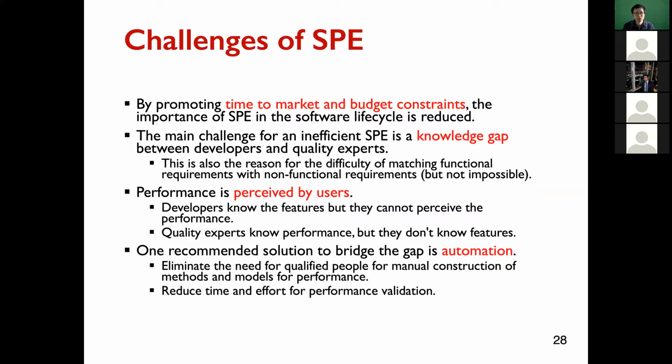Second challenge, usually there's a knowledge gap between developers and quality experts. The developers want to deliver their features as soon as possible, but quality experts want to ensure that the performance of their system is reasonable. So there's a knowledge gap. I'll give one example, using the sorting example. The developer may want to finish the sorting algorithm as soon as possible using the minimum code, but quality experts will want to have a high performing sorting algorithm.